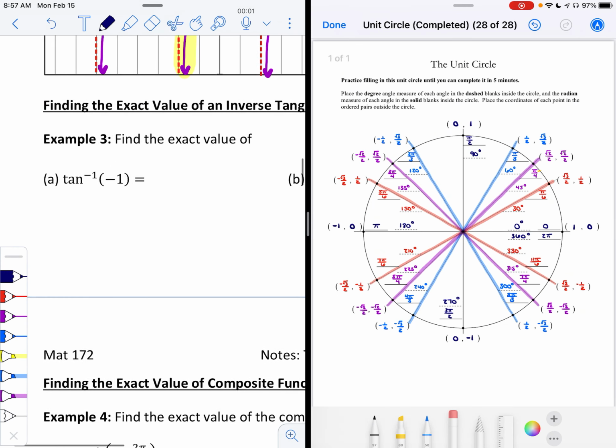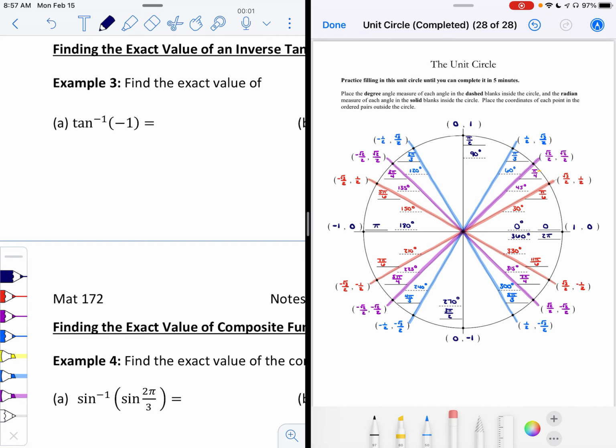All right, so let's take a look at this first one. So inverse tangent of negative 1. Now inverse tangent again is always going to give us an angle between negative pi over 2 and positive pi over 2. So we're just focusing on quadrants 1 and 4. So inverse tangent of negative 1. First of all, because our value here is negative, I know we're going to be focusing particularly in quadrant 4 because that's where our tangent is going to be negative.